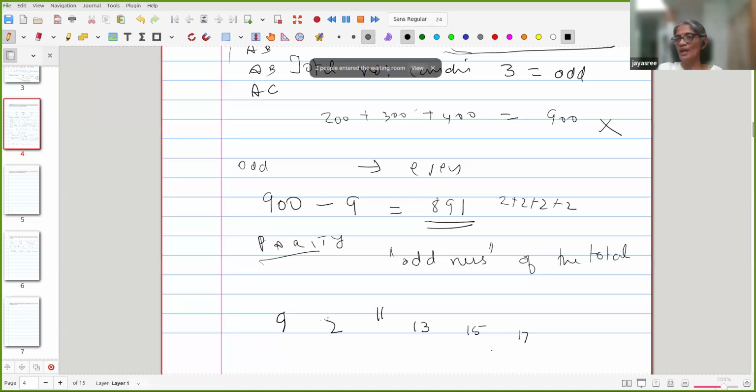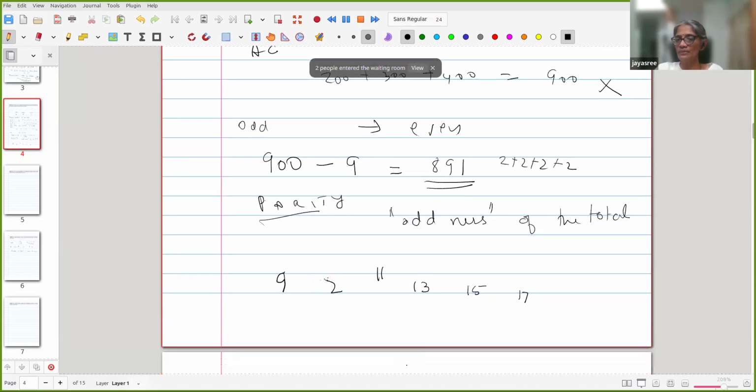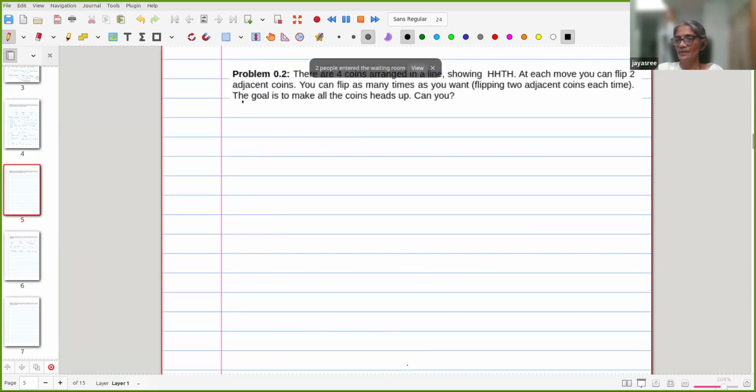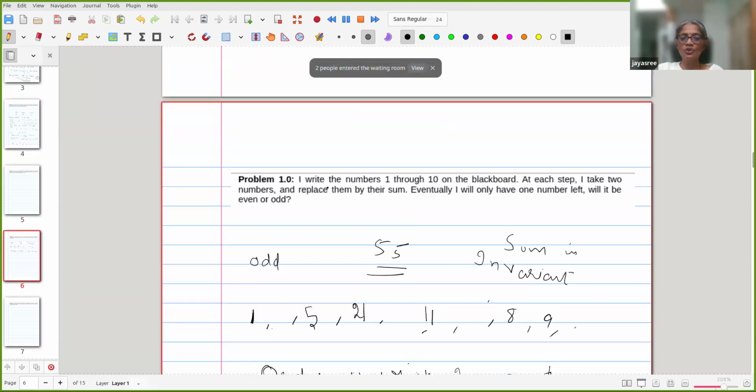Whichever piles I choose, I'm always going to get an odd number. Whether a number is odd or even is called the parity of that number. The parity of that number is going to remain invariant here because it's always going to remain odd. Is that clear to everyone? Okay, so now let's go to this question.